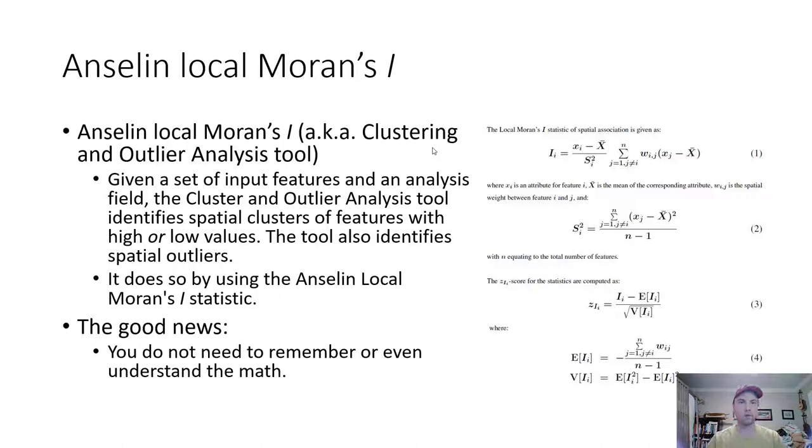Anselin Local Moran's I, also known as the Cluster and Outlier Analysis tool. So given a set of input features and an analysis field, the Cluster and Outlier Analysis tool identifies spatial clusters of features with high or low values. All right, so I put "or" in italics there to emphasize that it doesn't find both high and low, it finds high or low. Okay, so if it finds clusters of values, it's going to look at whether the values are high or low, and it will give you an output of one or the other. And it also identifies outliers. Okay, so if you're looking for high values, it will find clusters of high values and then outliers of high values in areas of low value, or vice versa with low values. It does so by using the Anselin Local Moran's I statistic.